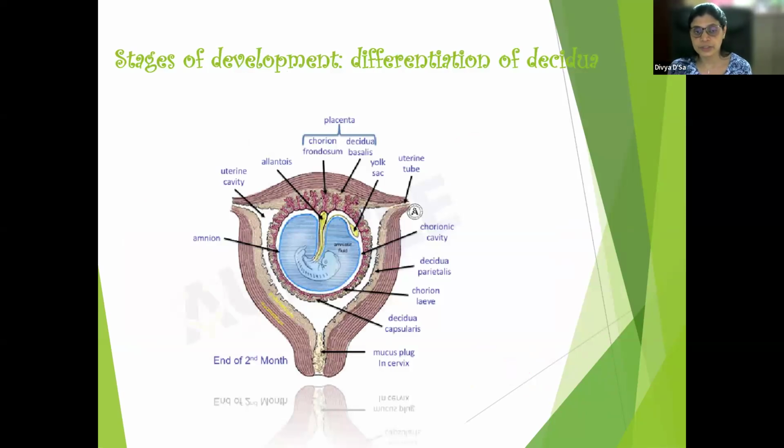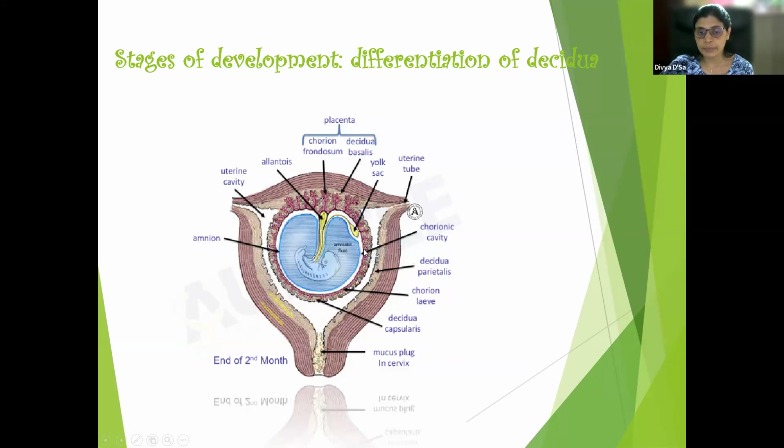This decidua we now divide into 3 layers: decidua basalis, decidua capsularis, and decidua parietalis. So what are those 3 things? The decidua basalis is that part of the decidua which lies deep to the embryo, where the blastocyst is developing. It will be towards the embryonic pole. This is the decidua basalis, which contributes to the formation of the placenta.